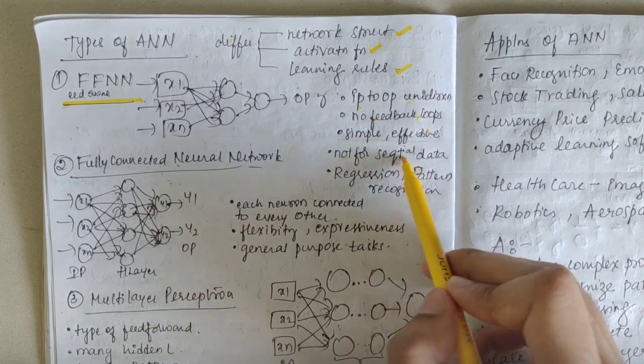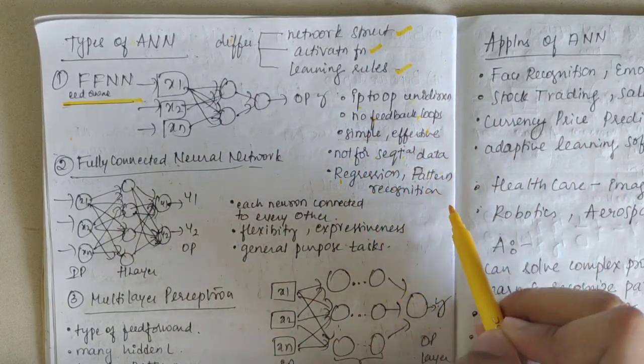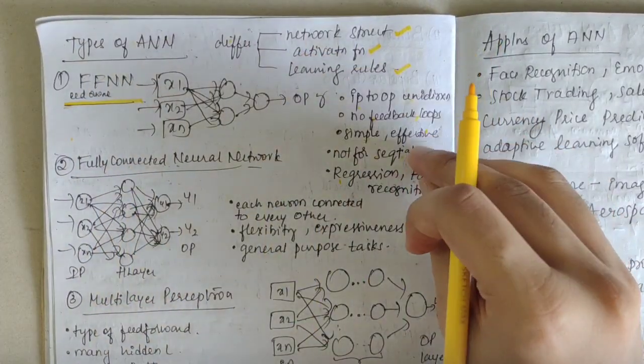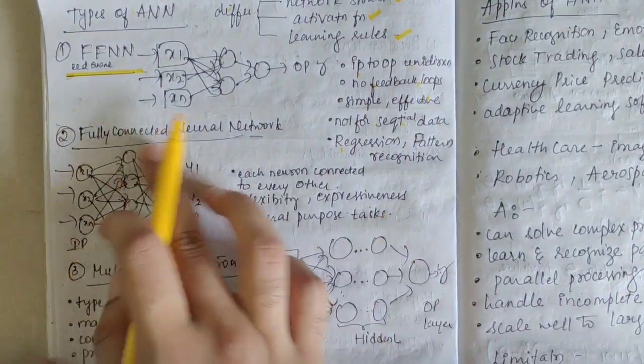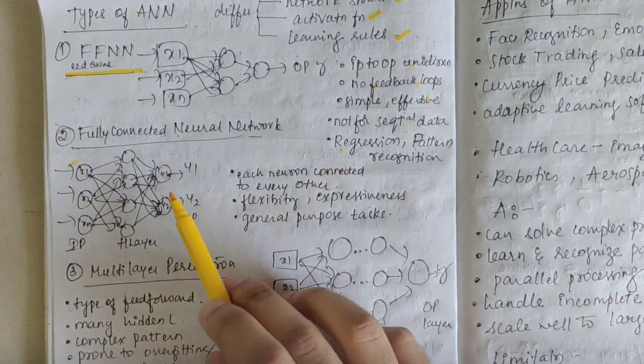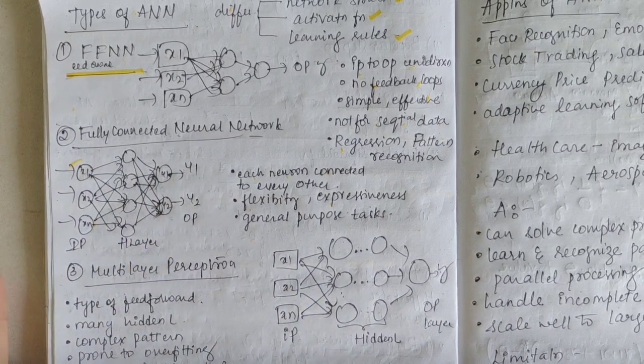It is simple, not for sequential data. Regression and pattern recognition are done in this. These neural networks are being used in those places. Then we have the fully connected neural network. In this, each neuron is connected to every other neuron. Okay, it is flexible, expressive, and it is used in general purpose tasks.